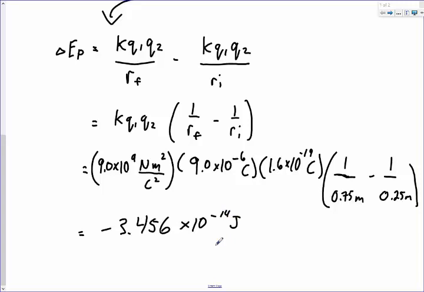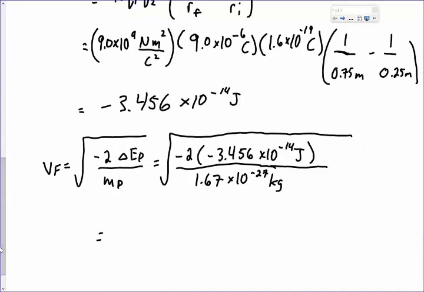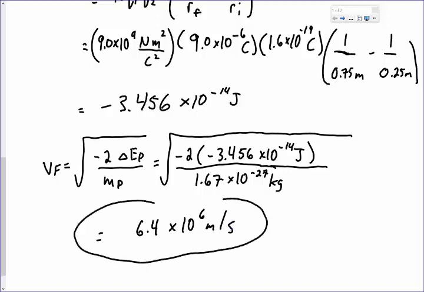Well, now that we have delta EP, we can take that value, we can go back up to our final velocity equation and plug in our numbers. Notice what's nice here is that there's a negative from the change in electric potential energy and a negative under the square root. Those negatives cancel each other out. Plug in the value using the mass of the proton, and in the end we get a proton moving at 6.4 times 10 to the 6 meters per second. An incredibly high velocity. That proton just moving 50 centimeters because of that electric potential energy.